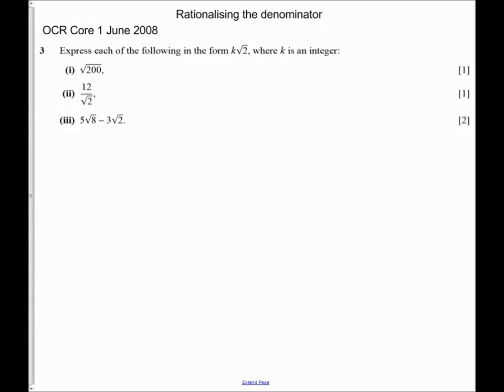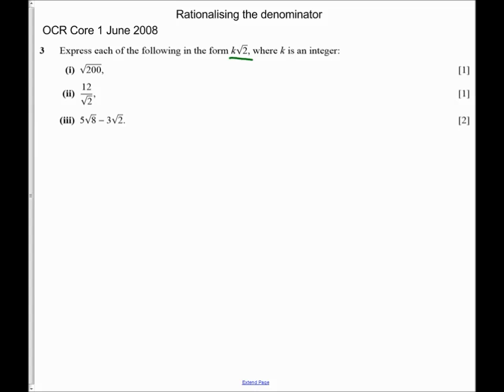Hello, today we're going to have a look at rationalizing denominators. So to start off with, let's have a look at an exam question. We're looking at OCR Core 1, June 2008. Express each of the following in the form k root 2, where k is an integer.